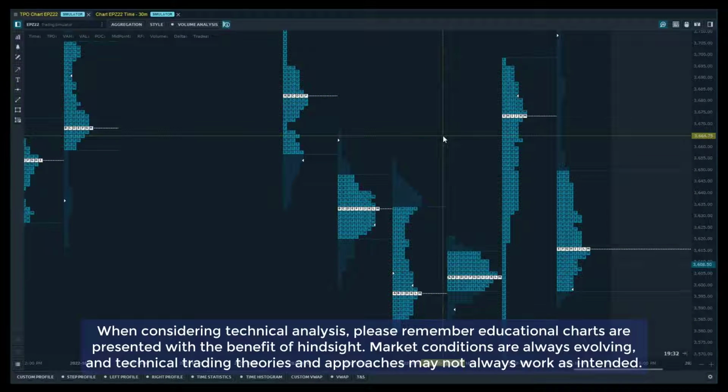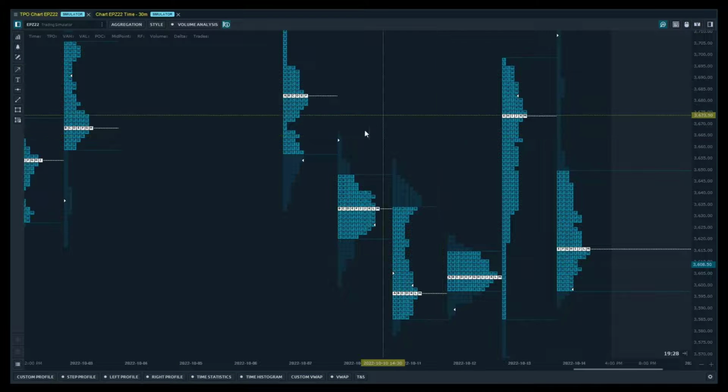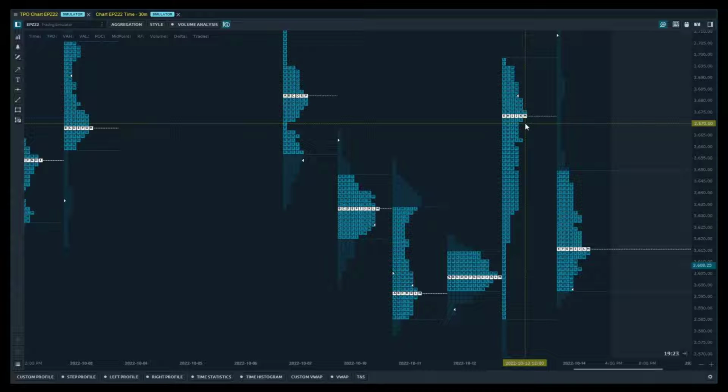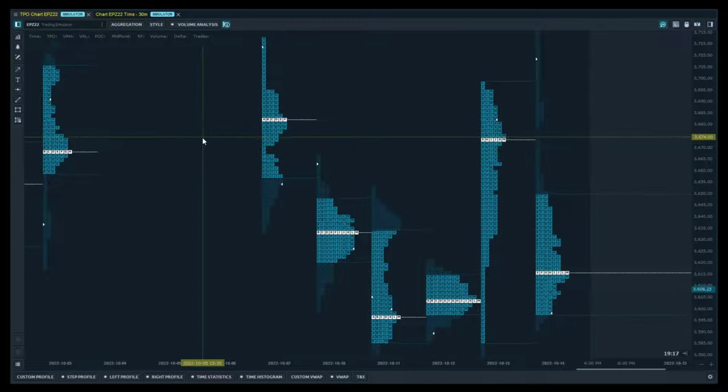Today we're going to be discussing TPO charts, what their purpose is, their basic components, and how traders can use this tool to their advantage. We're also going to dive into a little bit of the theory around TPO charts and some of the more advanced settings that can be found on the Optimus Flow platform.